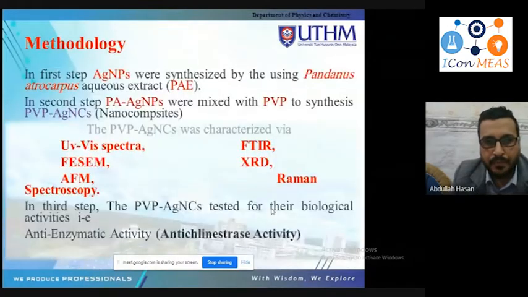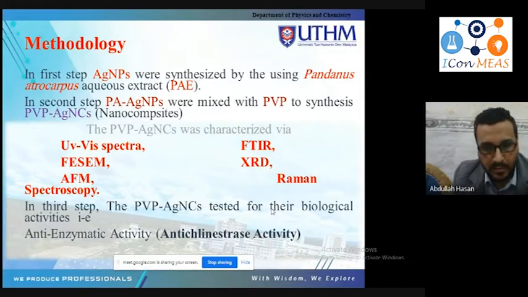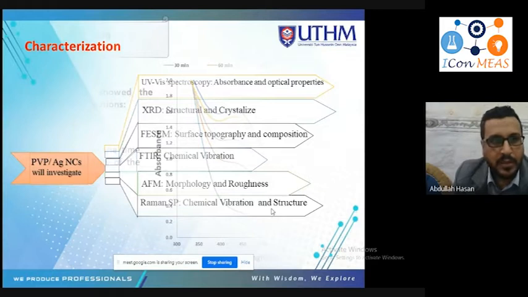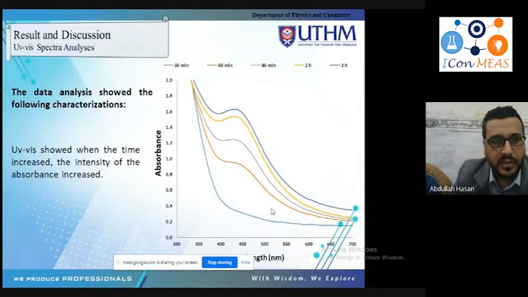The first step was synthesis by using Pandanus atrocarpus. Second step, we mixed with PVP to synthesize the nanocomposite. And we investigate that work with Raman spectroscopy also. The third step is to test their biological activities, which is anticholinesterase. Here we'll go to the results and discussion for UV-Vis.